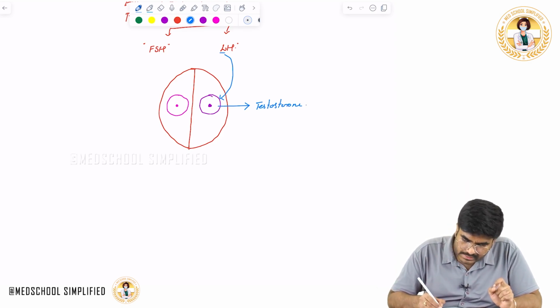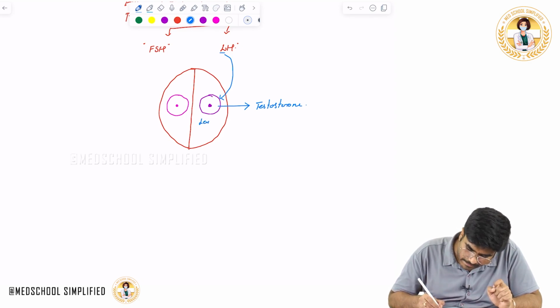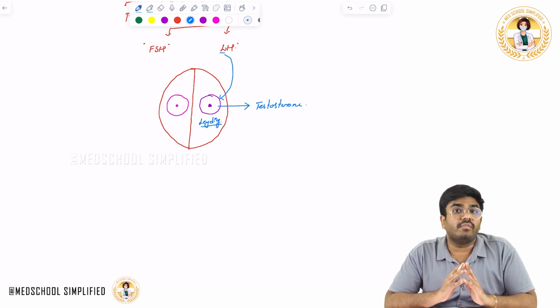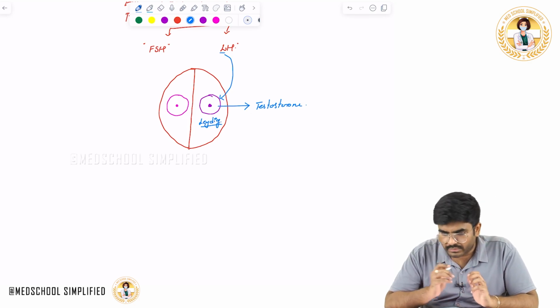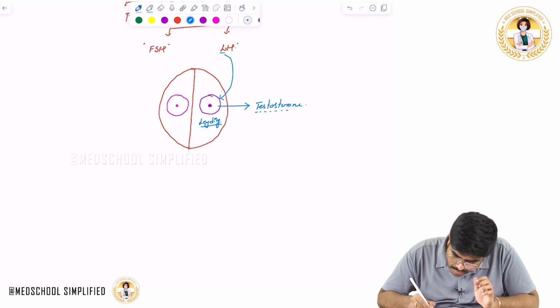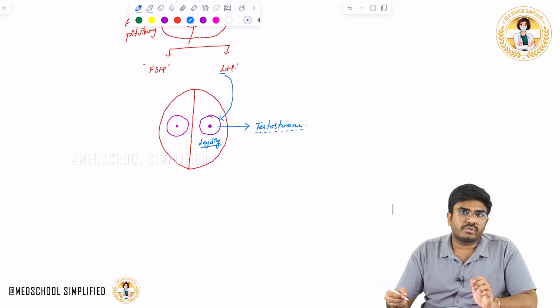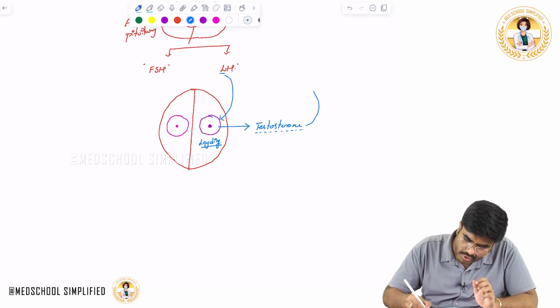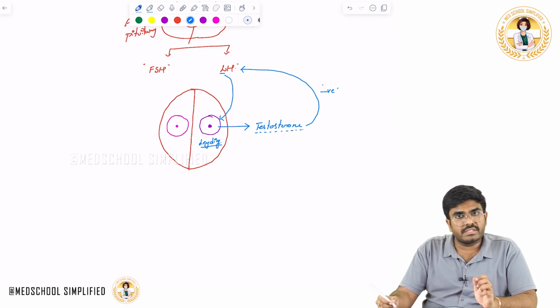So what is this cell? This cell from which the testosterone is getting produced is called the Leydig cell. Actually, we call it the interstitial cell of Leydig. It's the interstitial cells of Leydig which produce testosterone. Now once you have a sufficient amount of testosterone, what will this testosterone do? The testosterone is going to give negative feedback to LH.